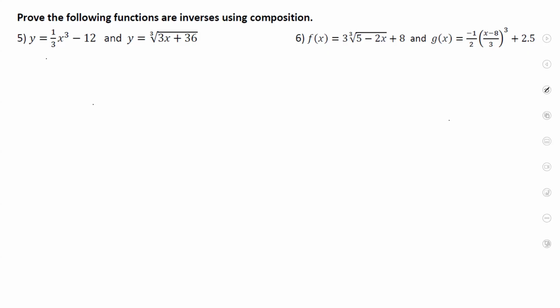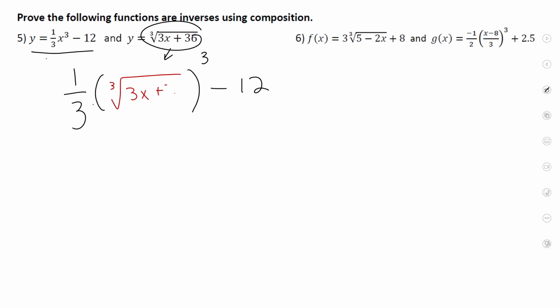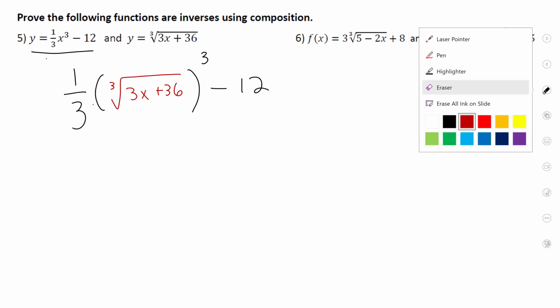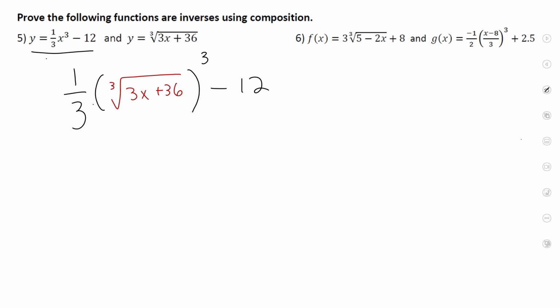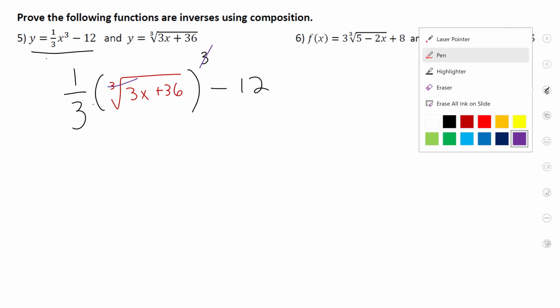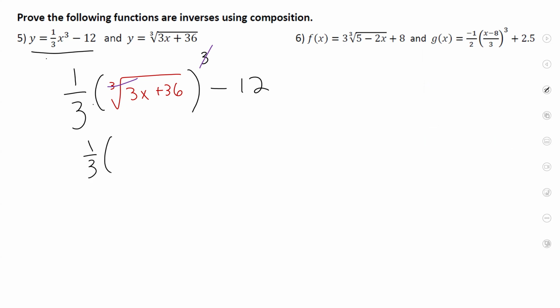All right, so I'm gonna write this nice and big. 1/3, there's an x cubed minus 12. This is the original problem. I'm gonna put this inside of here. I'm gonna use a different color so you guys can distinguish it. Okay, automatically, please tell me, Luna. What cancels? The cube and the cubed root. Yes, the cubed and the cubed root cancel. Perfect. All right, let's write this down. So we have 1/3 times what's left over, 3x plus 36, minus 12.